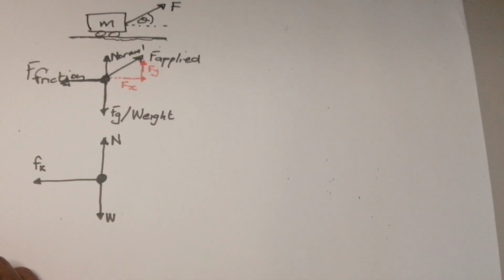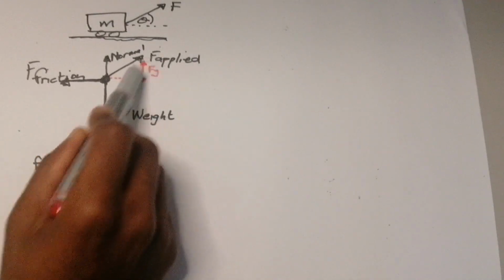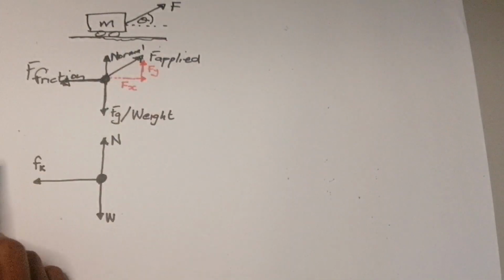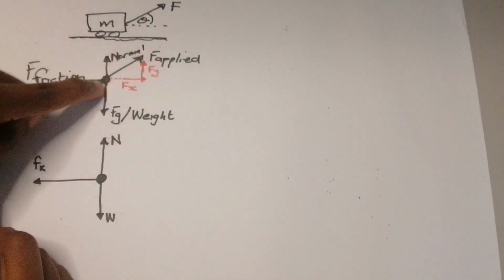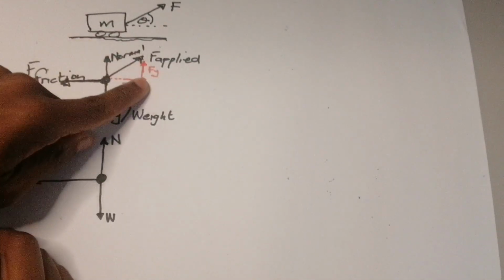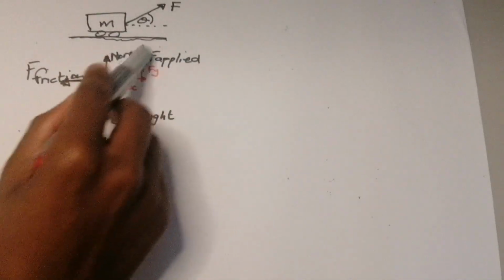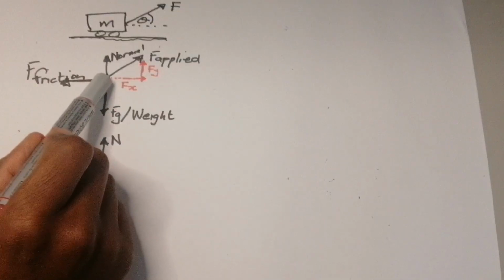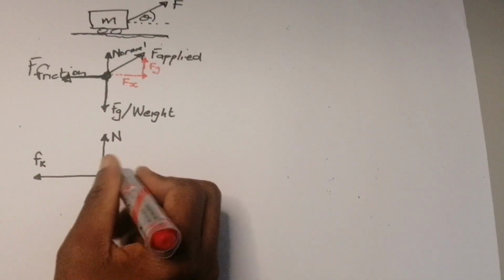Now, if this and that are the equivalent of that, I can't have both of them, otherwise I'll be repeating myself. So how about we replace that force applied there with its components? Instead of having that force applied there, let me rather have Fx and Fy. You can call it force applied X, force applied Y, whatever you want to call it.